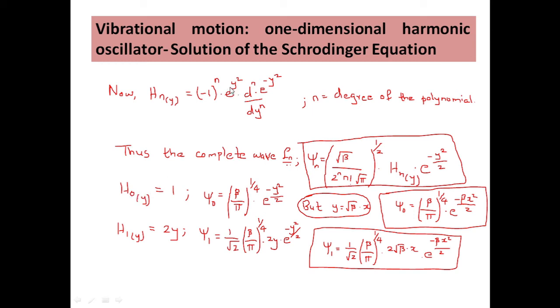Here 0, minus 1 raised to 0, any number raised to 0 is 1, into e raised to y squared into the 0th derivative of e raised to minus y squared. 0th derivative means you are not taking any derivative, means it is e raised to minus y squared. So e raised to minus y squared and e raised to y squared cancel, and you are getting 1.